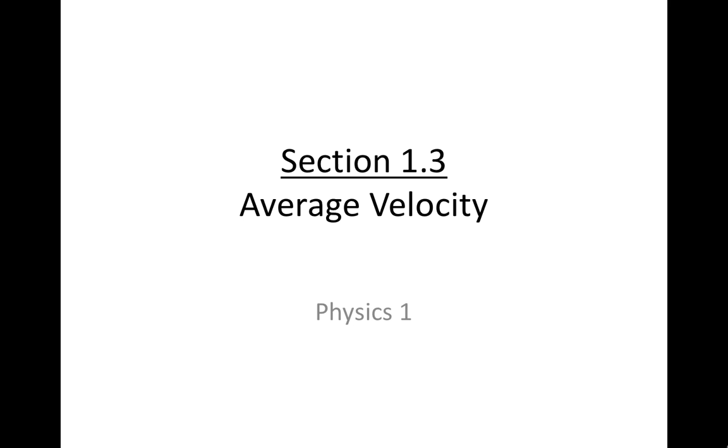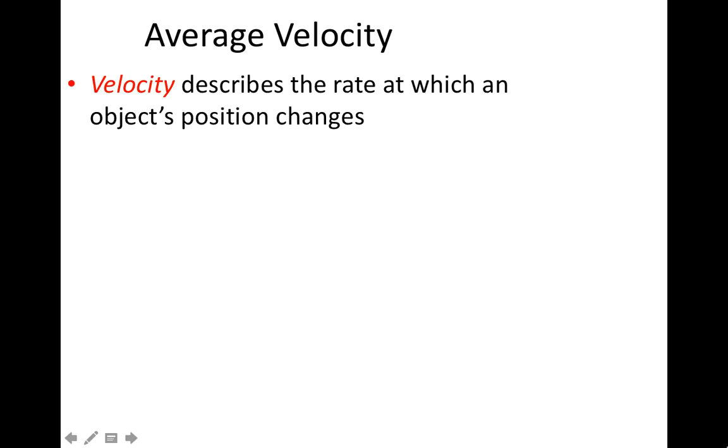In section 1.3, I'm going to discuss a quantity called average velocity. Velocity describes the rate at which an object's position changes. The definition of velocity sounds a lot like the definition for speed. Remember that the speed of an object describes how fast an object is moving. Speed and velocity are related quantities, however, they're not the same thing. There are subtle but important differences between the two quantities.